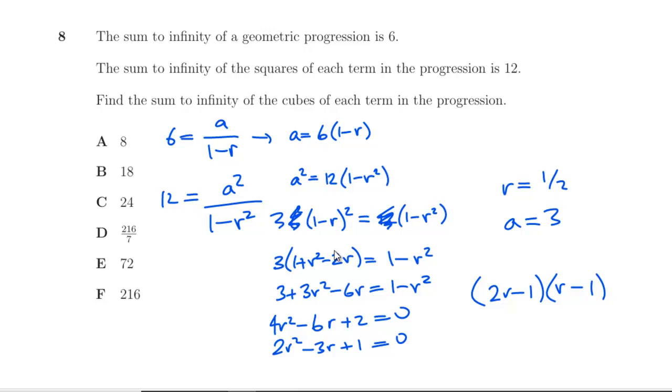And I want to get a cubed over 1 minus r cubed. So that is going to be 27 over 7 over 8. So 27 times 8 is 216 divided by 7. There we go, D. That's a fun question.